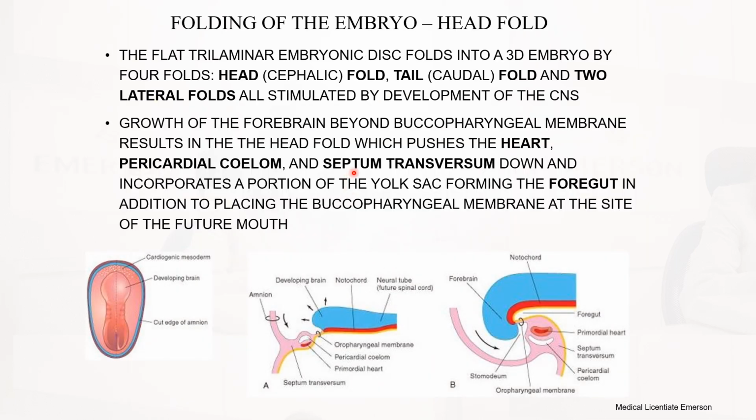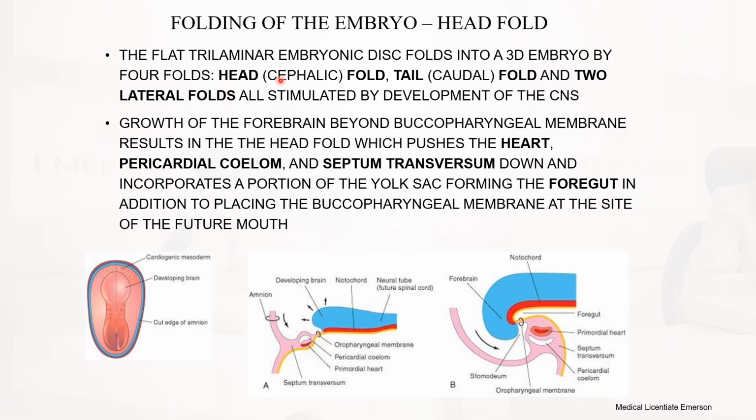So we are done with the mesoderm and ectoderm derivatives. We are now on the folding of the embryo. The flat trilaminar embryonic disc folds into a 3D structure by 4 folds.